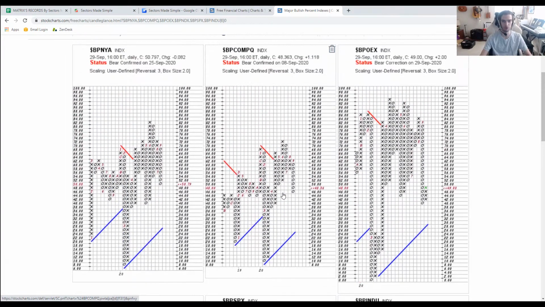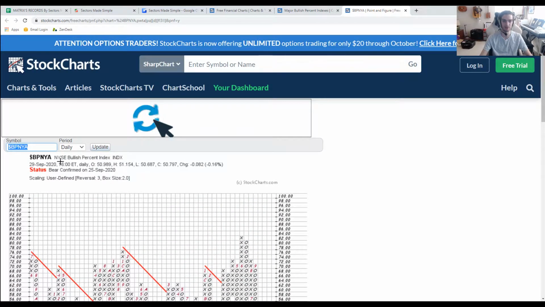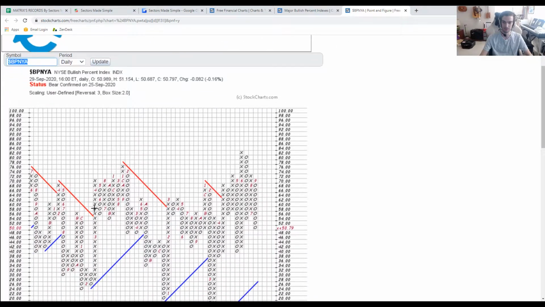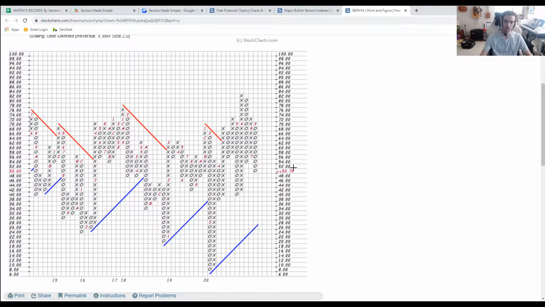So which one do we want? We want the BPNYA because that gives us the New York Stock Exchange bullish percent index. And if we look here, we are at 50.79% in a column of O's.